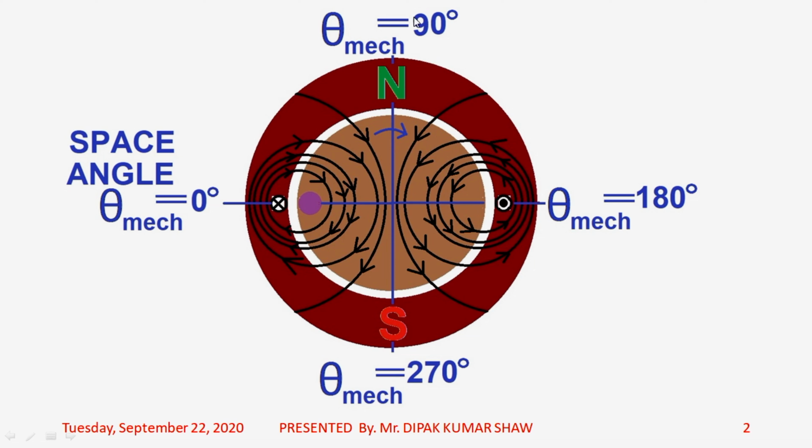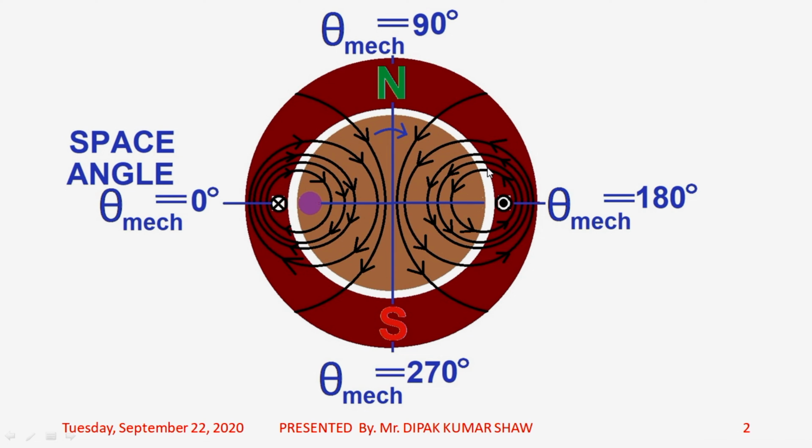north pole is developed on this part of the stator core, that is on the upper part, and on the lower part of the stator core, south pole will be developed, because south pole is that portion where lines of flux will be entering inside the stator core, and likewise north pole is that portion where lines of flux will be leaving the stator core. So that is the way it is.